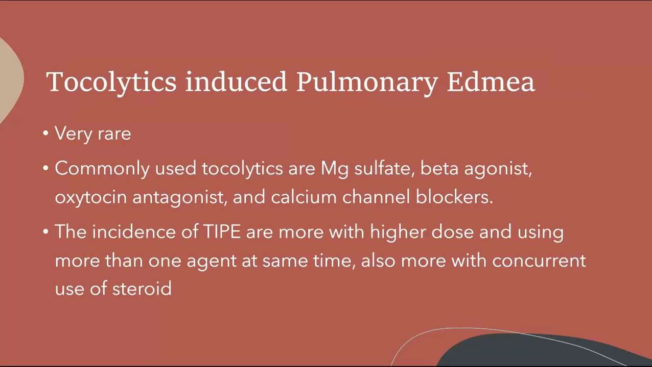Second one is tocolytic induced pulmonary edema. It's very rare. It's seen more in obstetrics. So what are tocolytics? The medications that are used for preterm labor: magnesium sulfate, beta agonists, calcium channel blockers. They found that patients at risk of tocolytic induced pulmonary edema are those using a higher dose of these medications, or combining two medications at the same time, or if the patient is already on steroids.